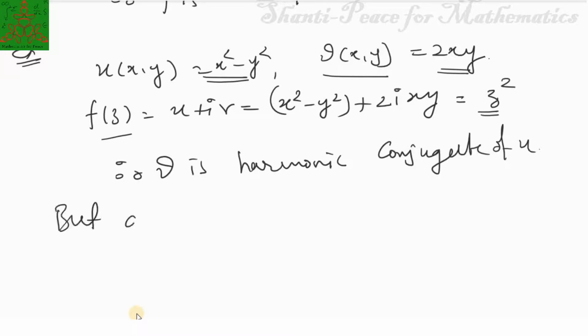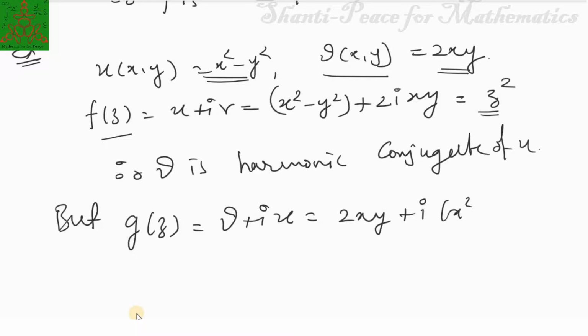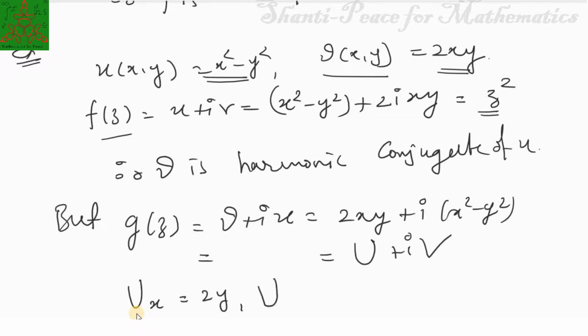But if I define some function g of z as v plus iu, that is 2xy plus i(x square minus y square), this function is not analytic. If I consider the real part of this function as capital U and the imaginary part as capital V, then you will have Ux is 2y, Uy is 2x, Vx is 2x, and Vy is minus 2y.